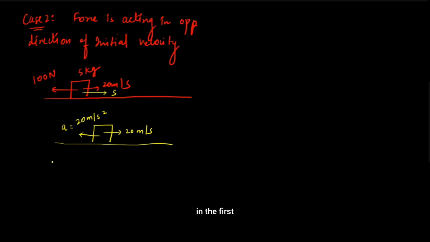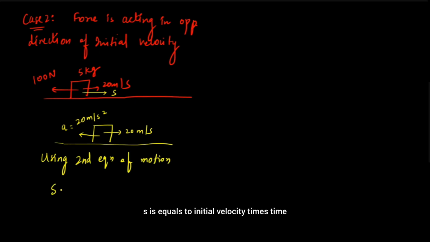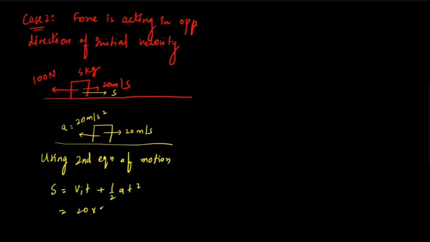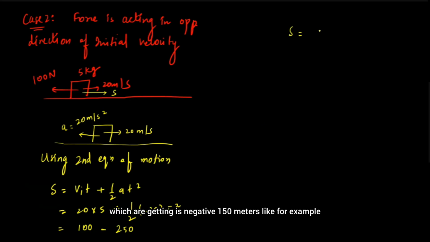So using the second equation of motion, we can find out the displacement, which is S equals initial velocity times time plus half of acceleration times t square. Initial velocity is 20 meters per second. The time is 5 seconds as it was mentioned in the first part. Acceleration is going to be, sorry, negative 20. So if you solve it, what are you going to get? 100 minus 250. So the displacement here is negative 150 meters.